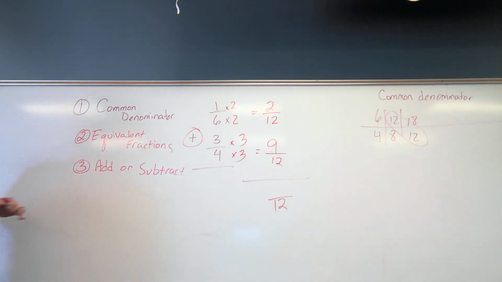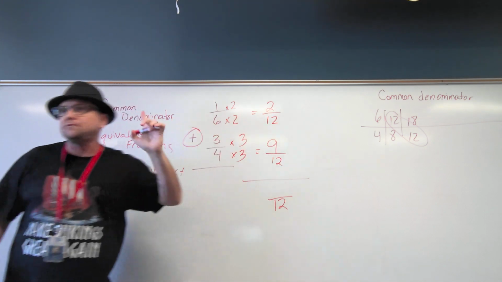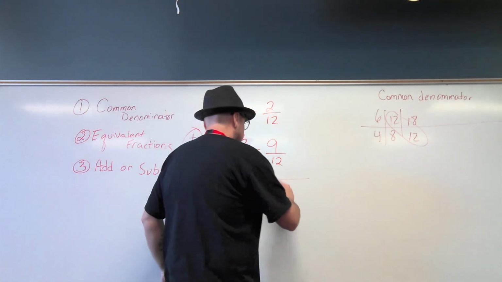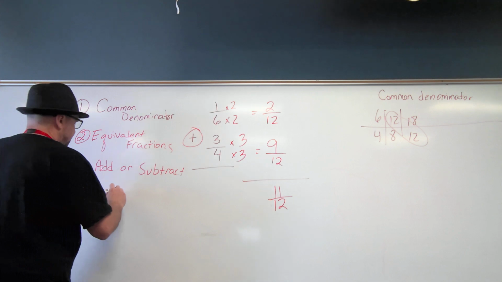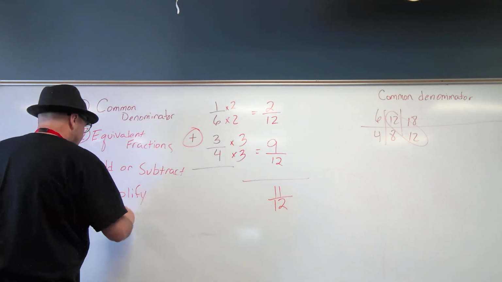Tesla. All right, so it's an addition problem. We have 2/12 plus 9/12 is what? 11/12. 11/12ths. And our fourth step, which means we have to simplify if possible. So we have no improper fractions.